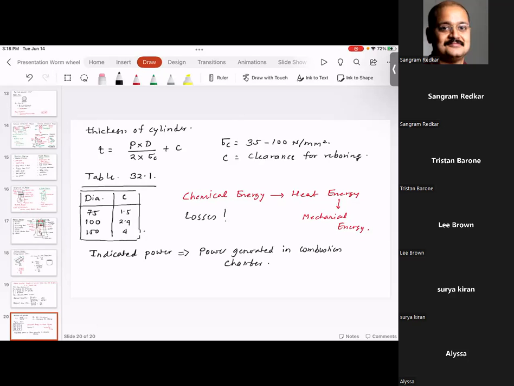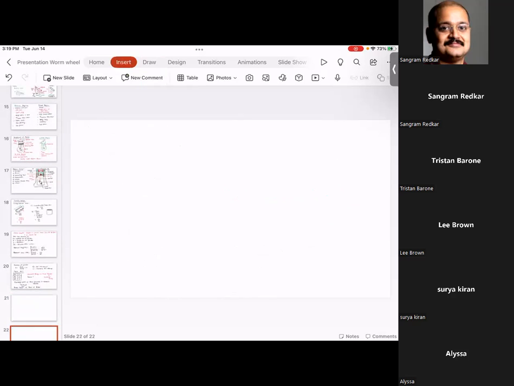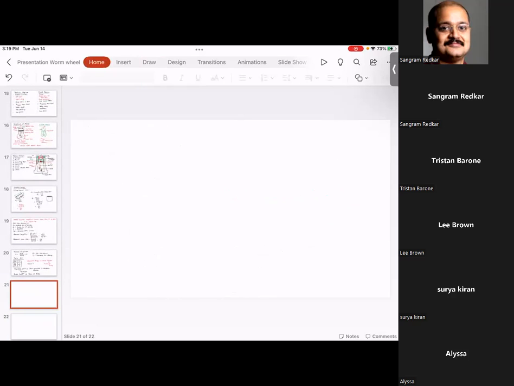Then there will be frictional losses. And then what we have is the brake power. This is power at the brake, or in other words, that is the power that is available. So depending upon what we consider, we have two types of fuel consumption. We have something called the brake specific fuel consumption, BSFC.